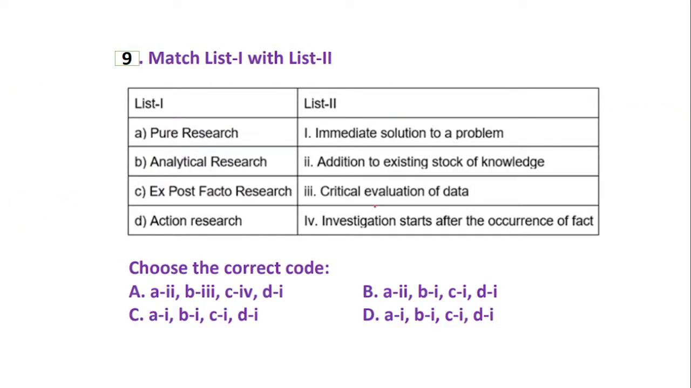Now here is the match the following. Question number 9, you have types of research in the form of list A and list B. List A has pure research, which you know is basic research, fundamental research. B is analytical research, C is ex post facto research, and D is action research. You have to match with list 2, which is immediate solution to a problem, addition to the existing stock of knowledge, critical evaluation of data, and investigation starting after the occurrence of the fact. So match very well, no one is in a hurry, just ensure that you are doing it very correctly.